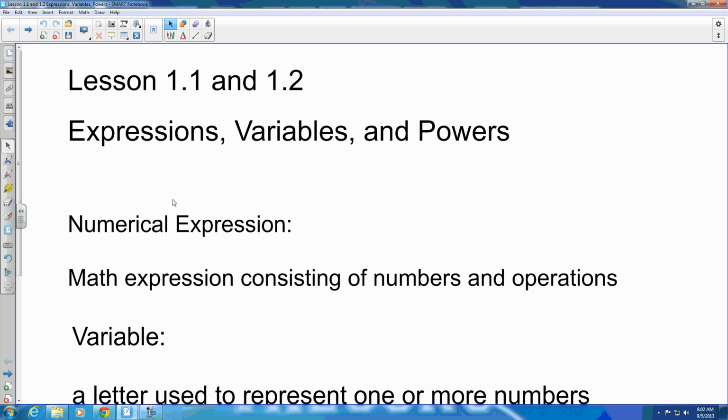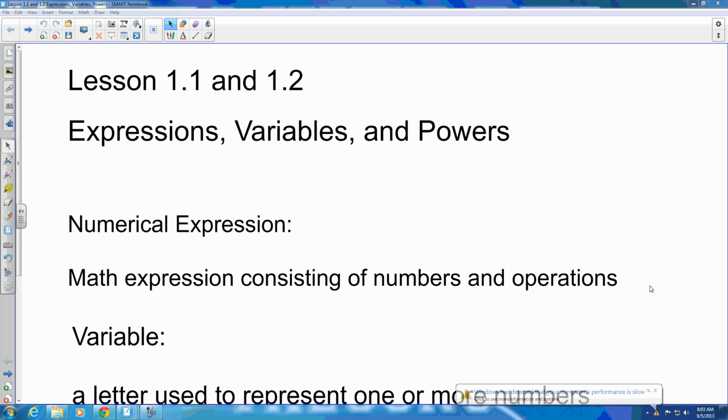Okay, we are starting chapter 1, and if we're in class, we actually did sections 1.1 and 1.2 together. I'm actually going to make 2 videos of this, one of just section 1.1, and then the next video will be section 1.2, okay? So, start off, we're going to go into section 1.1, which deals with expressions and variables.